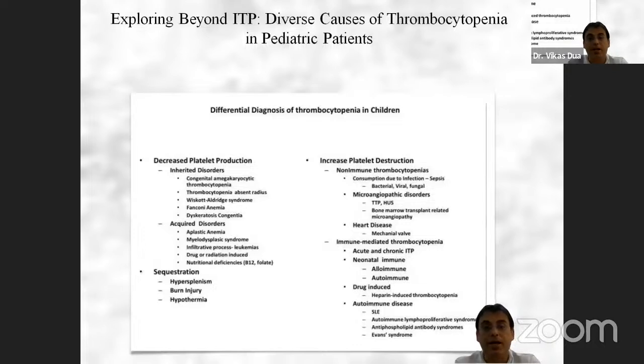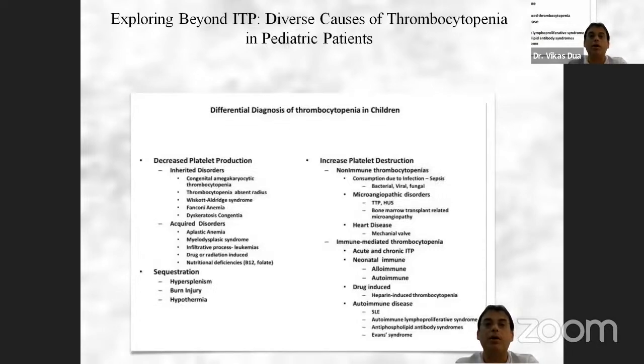Then definitely, if you don't have an issue of production, then there might be a destructive process going on. So destructive might not always be immune thrombocytopenia or idiopathic thrombocytopenia. Destructive might be a non-immune thrombocytopenia like in sepsis. Consumption due to infection, maybe a bacterial, viral, fungal infection. Microangiopathic disorders like TTP, HUS can lead to increased destruction.